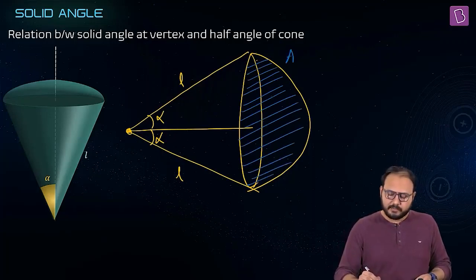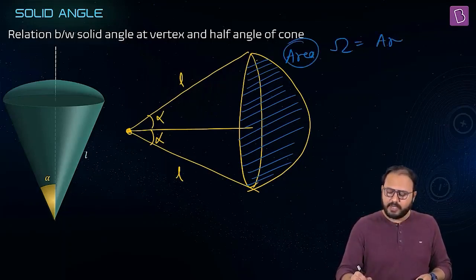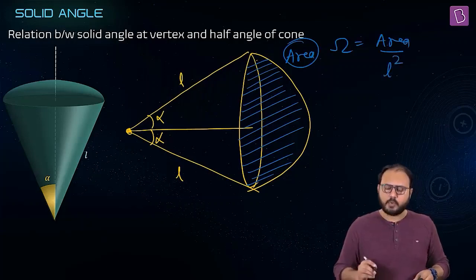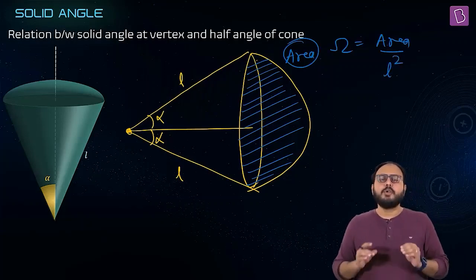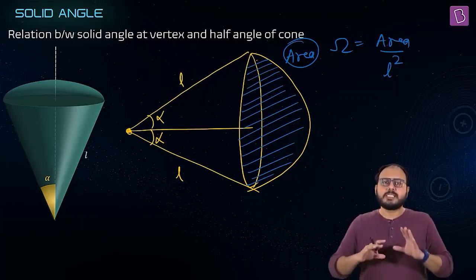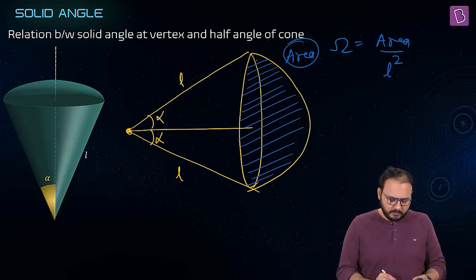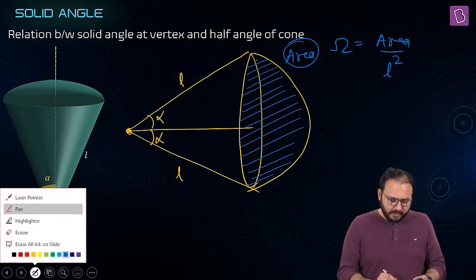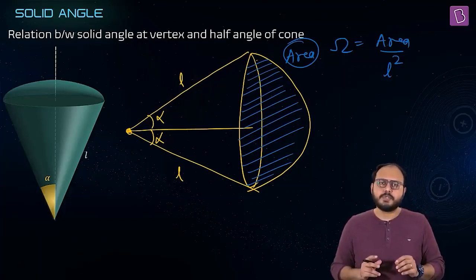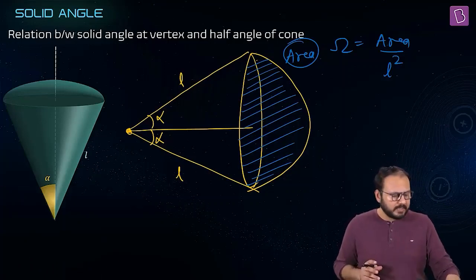This area. And the solid angle will be equal to what? This area, whatever you find out, upon L square. 20 seconds for you to at least absorb what is about to happen. Then we go ahead. Are you clear in what's about to happen? 100% sure? 100% sure, sir. Let's go ahead.